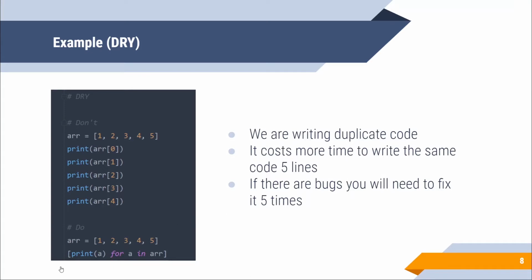So an example is here. We are writing duplicate code and it costs more time to write the same code 5 times. And if there are bugs you will need to fix, it's 5 times.